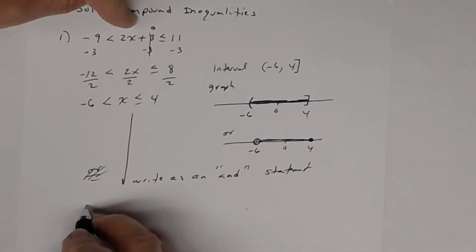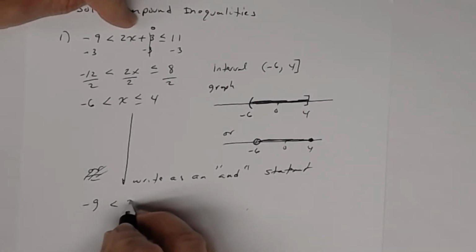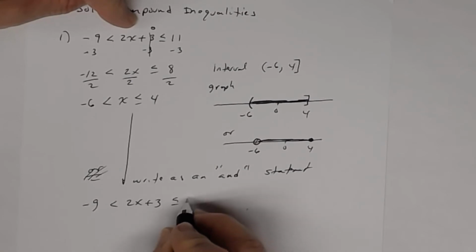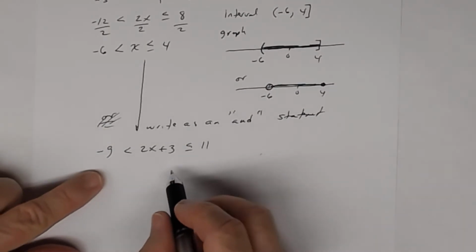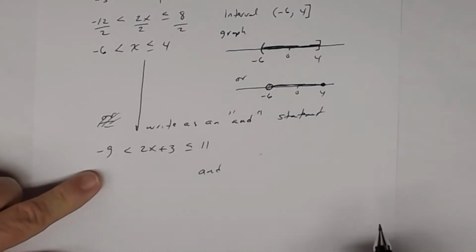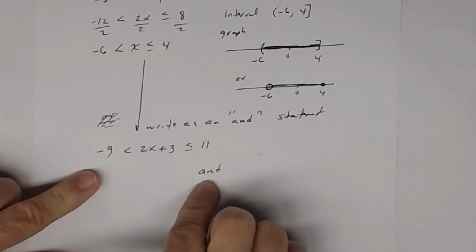And so you'll get, let me go ahead and rewrite this over. So you have -9 is less than 2x plus 3 is less than or equal to 11. When I write this, I'm going to break it down as two statements with the word AND between them. Okay, that word AND is important.